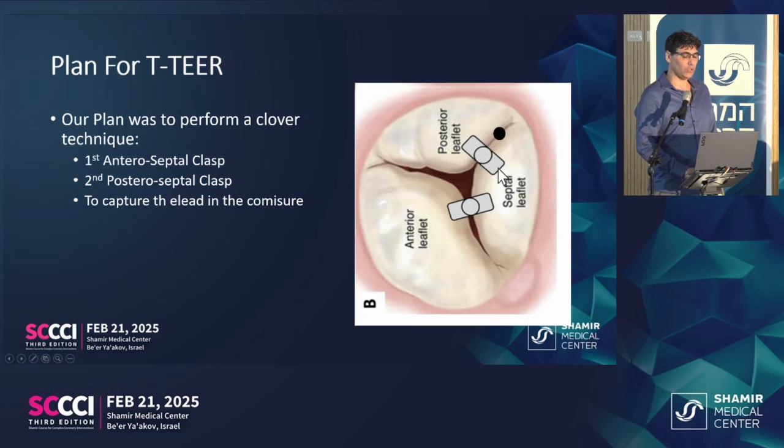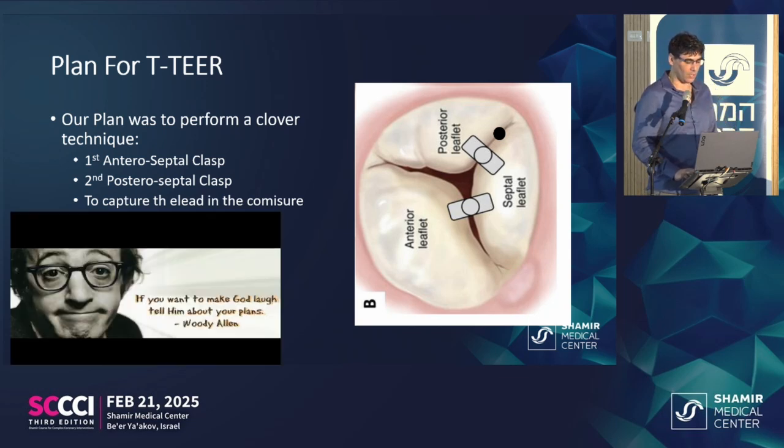And we decided, since it's a large regurgitation, we wanted to do what is called the Clover technique, which means we put one clasp on the anteroseptal area, and another between the posterior and the septal, hopefully leaving the lead here, locking or capturing it in this commissure between the posterior and the septal leaflet. We know that doing such a technique also makes an annuloplasty and allows the valve to behave better. But if you want to make God laugh, tell him about your plans.